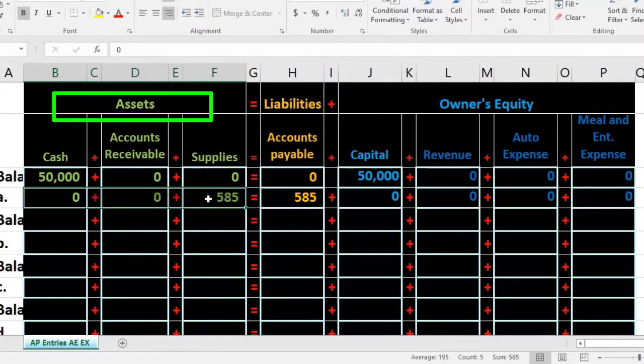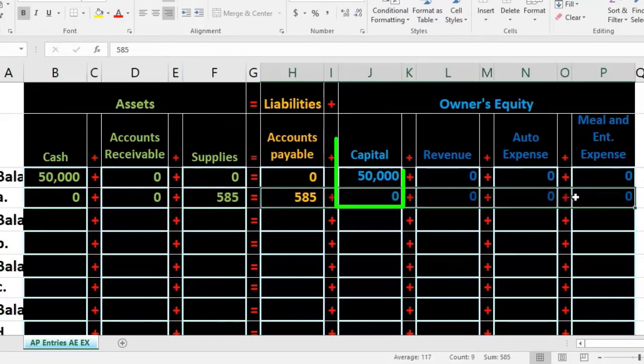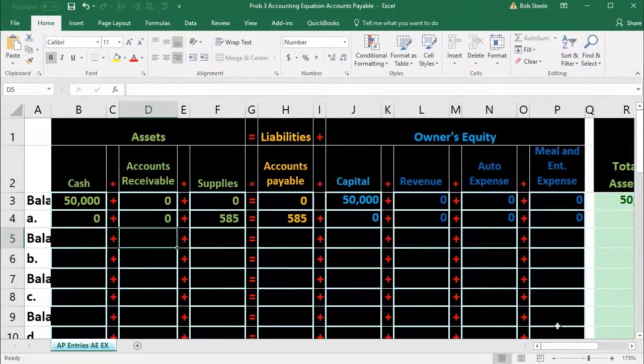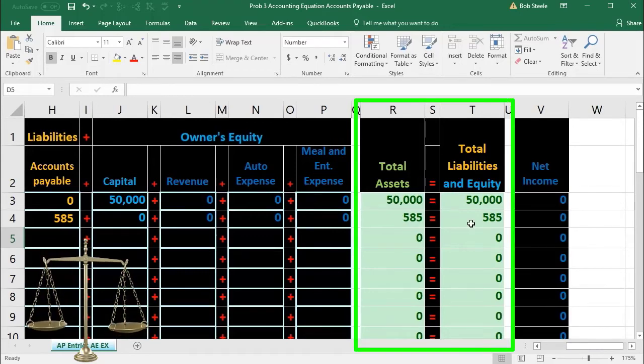by the $585 and increasing the liability and capital side by the same $585. We could see that balancing factor happening over here. Total assets equaling total liabilities plus equity.